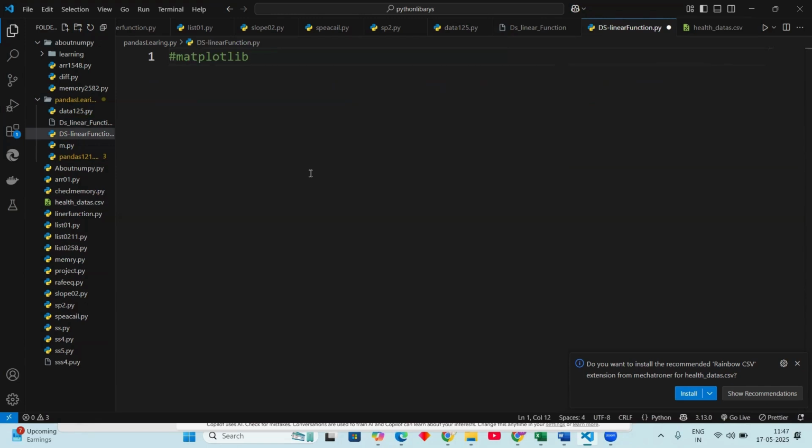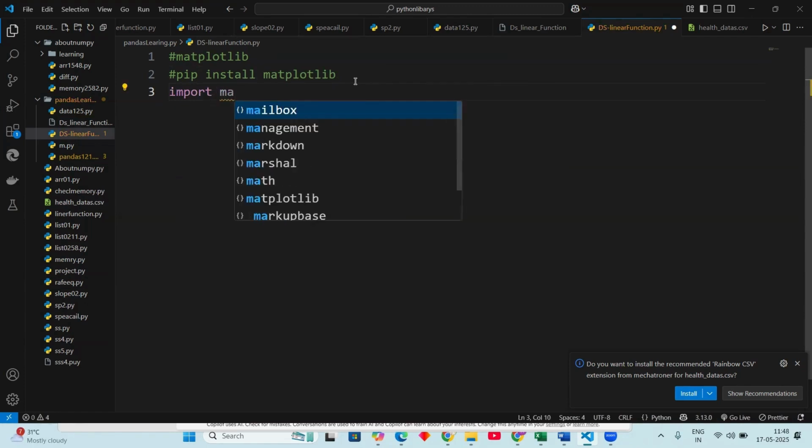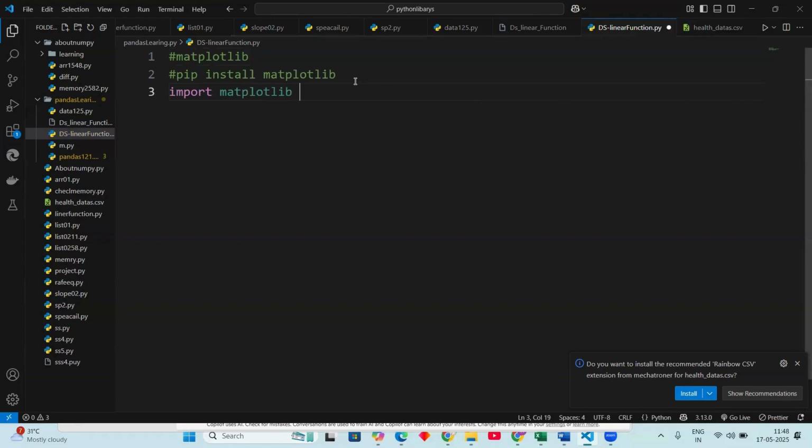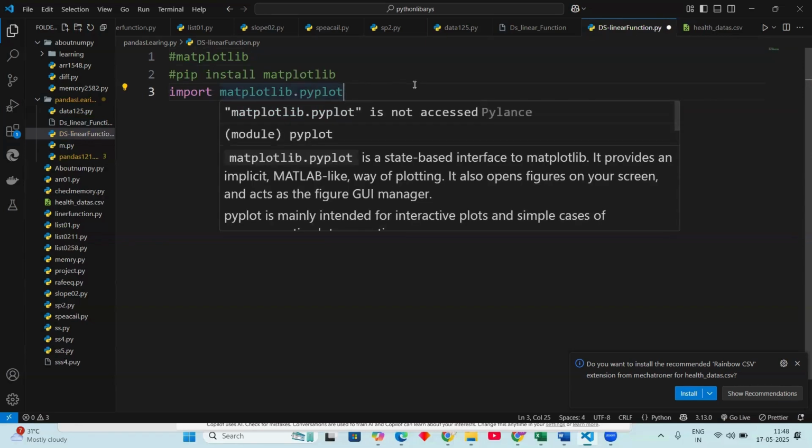Okay, how do we install matplotlib? Pip install matplotlib, same as numpy and pandas. Install matplotlib. Okay, now import it. Import matplotlib, and I want to take another one, pyplot. I want to take this function. Plot is importing.